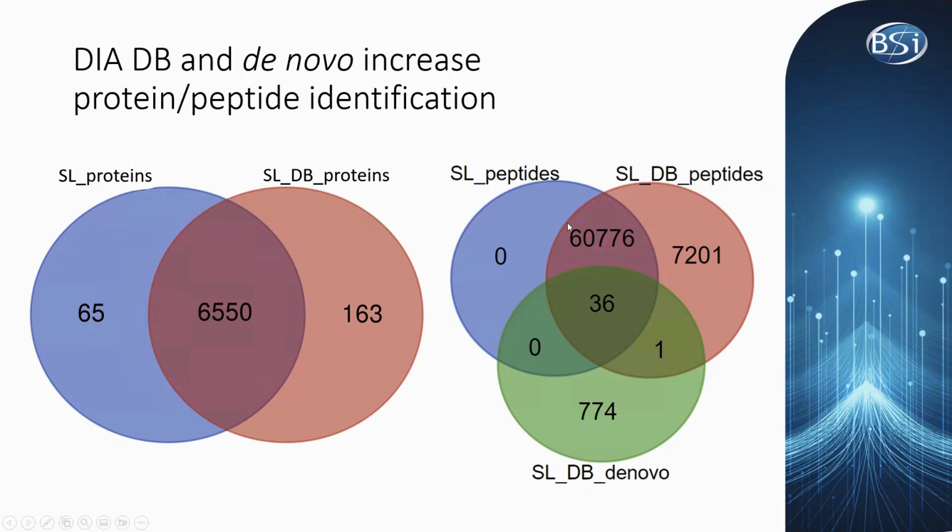And for peptides, all of the peptides identified in the spectral library search will be in the spectral library and DB result, but we've identified an initial 7,200 peptides strictly in the direct DIA database search. And then performing de novo sequencing after these 2 workflows, you can further identify 774 peptides from this data set.